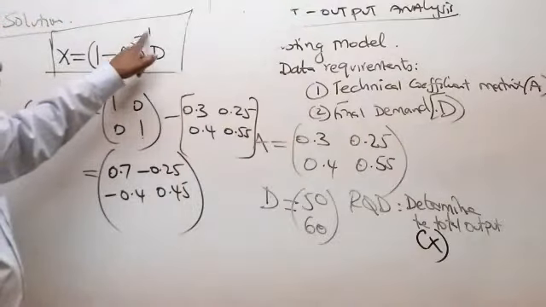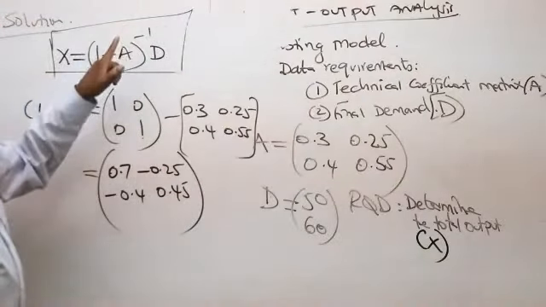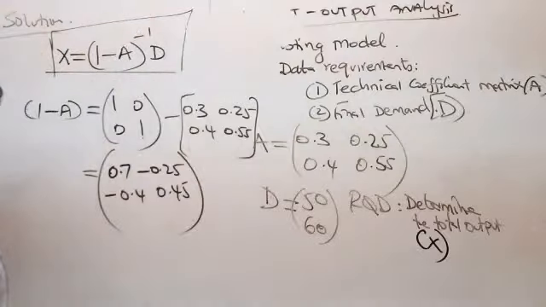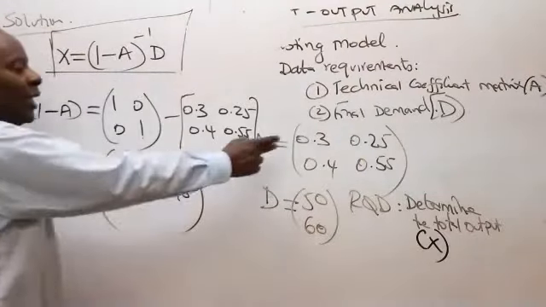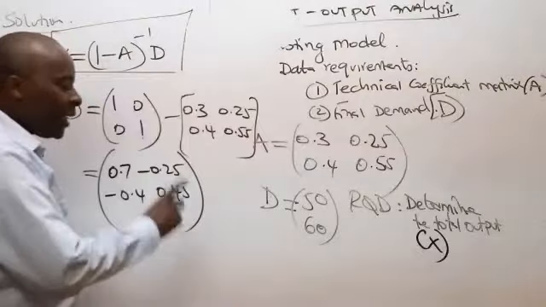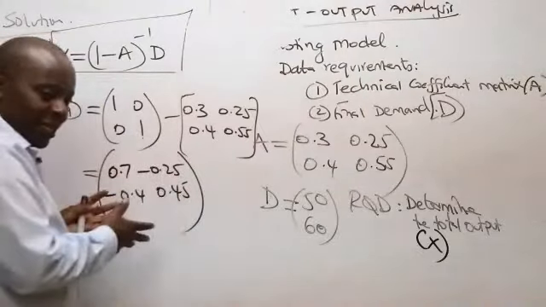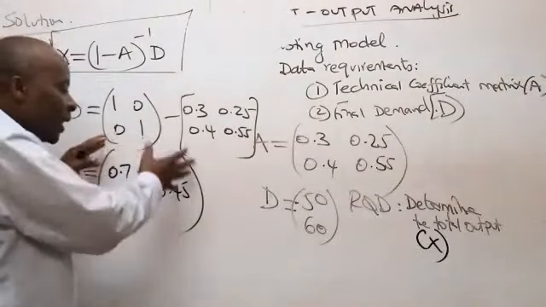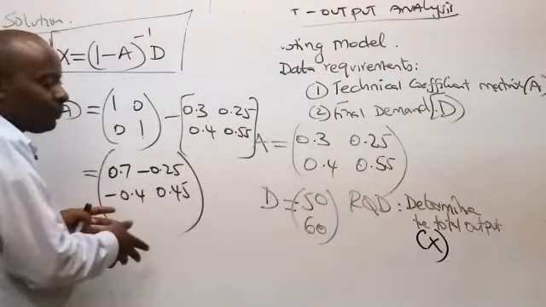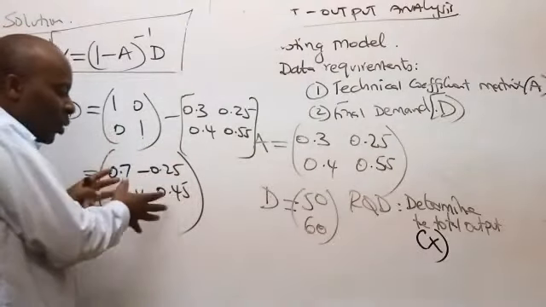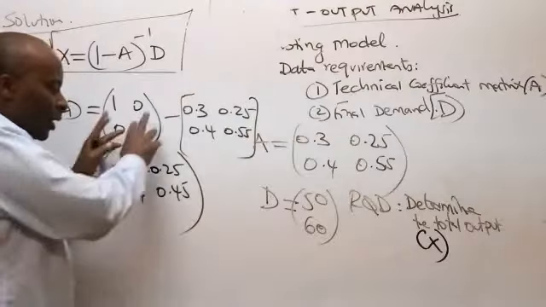Because this raised to minus 1 means inversion. This means inverse. So remember, we are not getting inverse of A, we are getting inverse of I minus A. Thank you very much, James. We are getting inverse of I minus A, the result of our subtraction here.